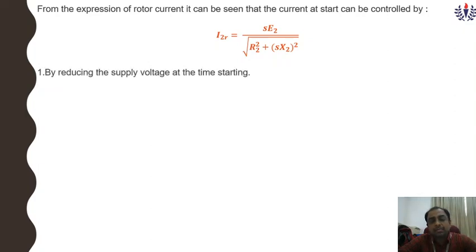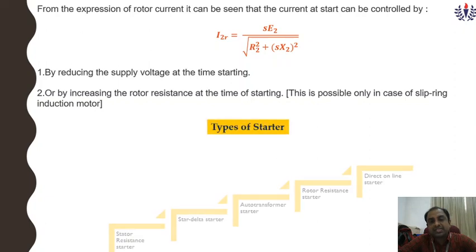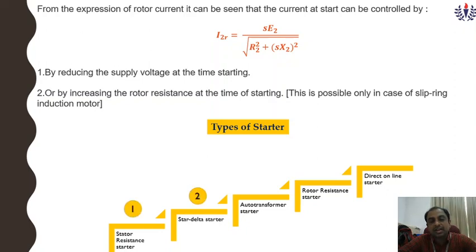By reducing the supply voltage at the time of starting, or by increasing the rotor resistance at the time of starting, we need types of starter. There are 5 types: stator resistance starter, star delta starter, auto transformer starter, rotor resistance starter, and direct online starter.